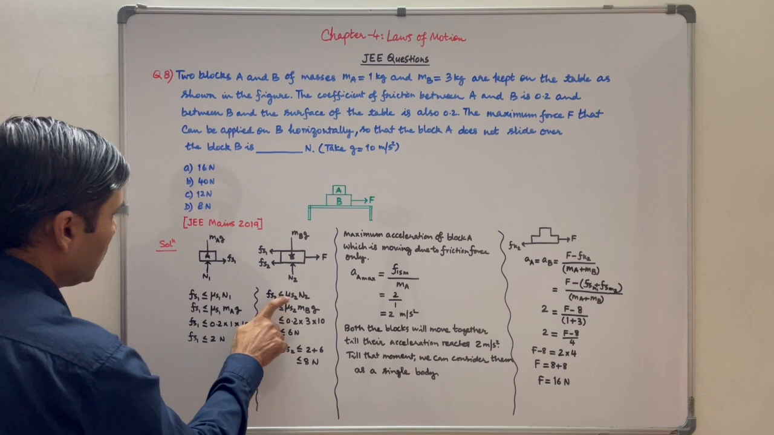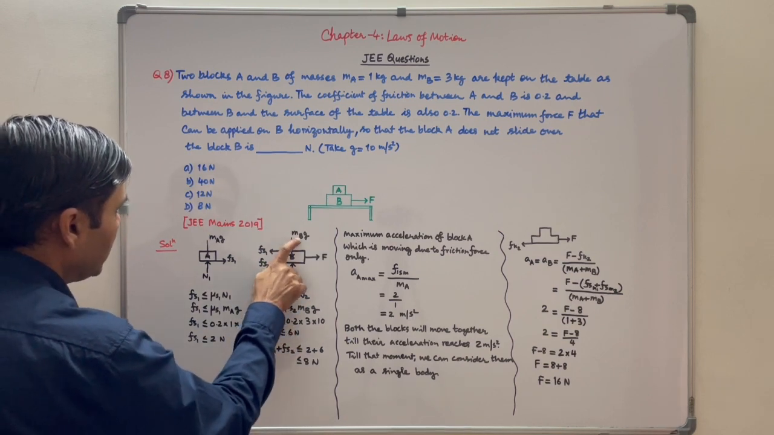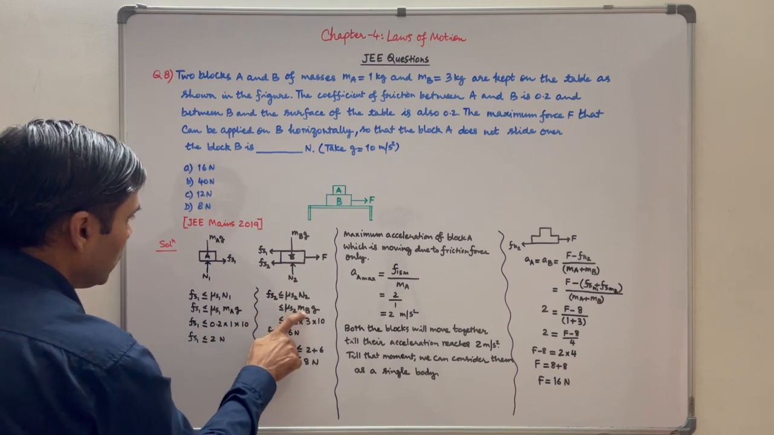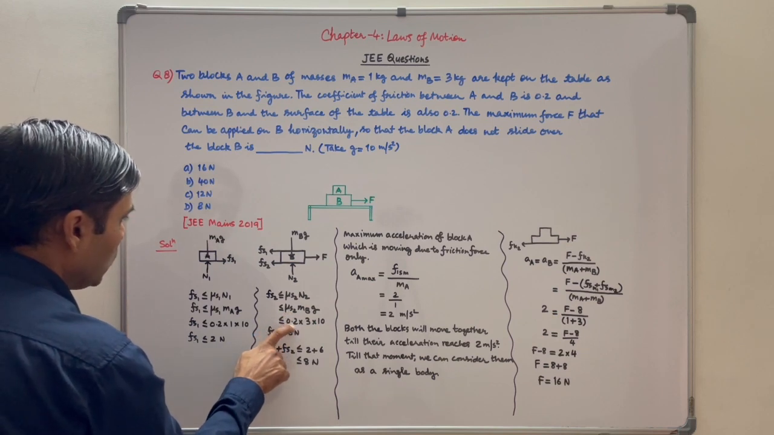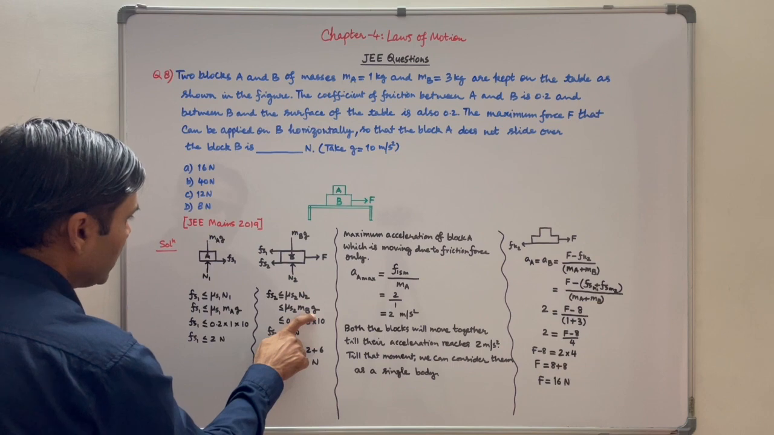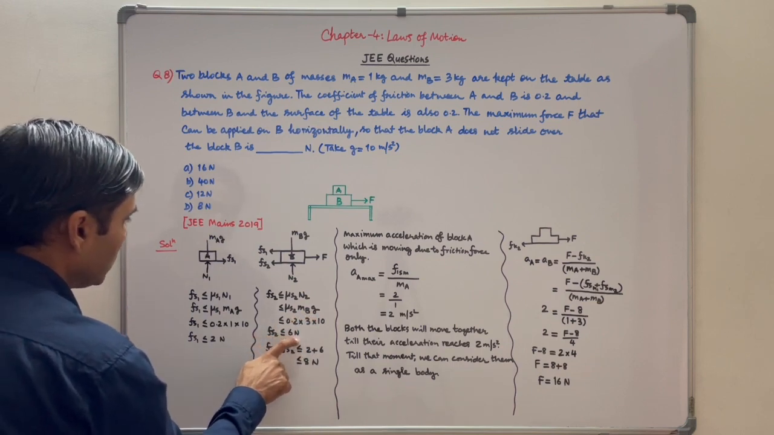Fs2 is less than or equal to mu s2 into N2, and N2 is equal to Mb into g. So Fs2 is less than or equal to mu s2 into Mb into g. Value of mu s2 is given as 0.2. Mb is equal to 3 kg and g is equal to 10 meter per second square. So Fs2 is less than or equal to 6 Newton.